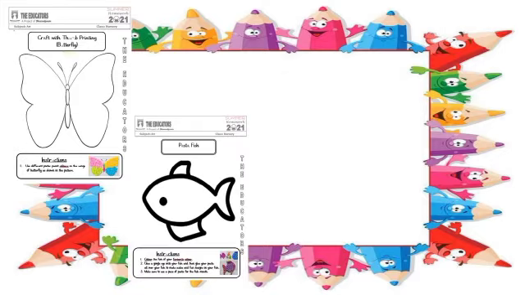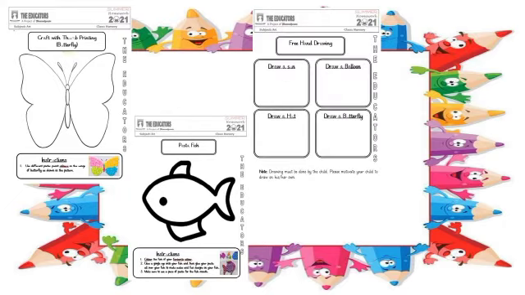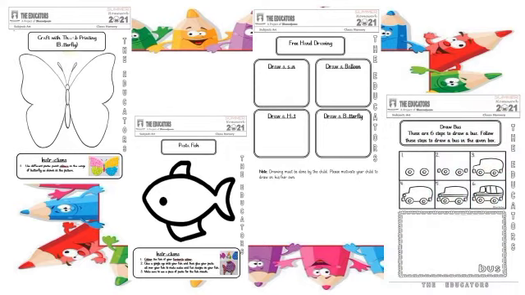On page number 2, you have to make a pasta fish. On page number 3, you have to draw things by your own self, like sun, balloon, hat and butterfly. On page number 4, draw a bus. Steps to draw a bus are given on this page.